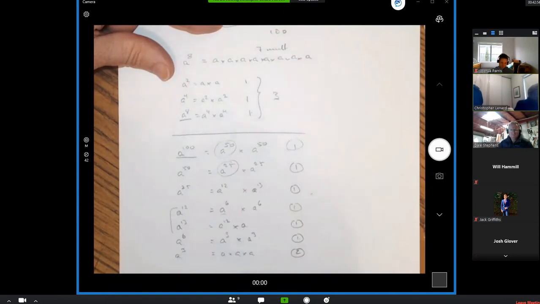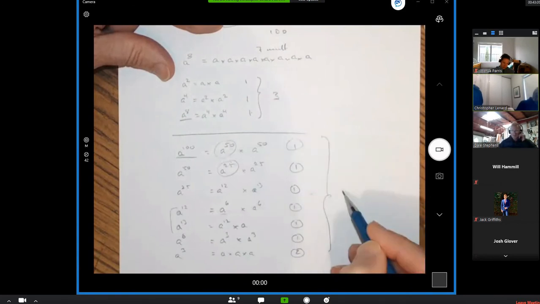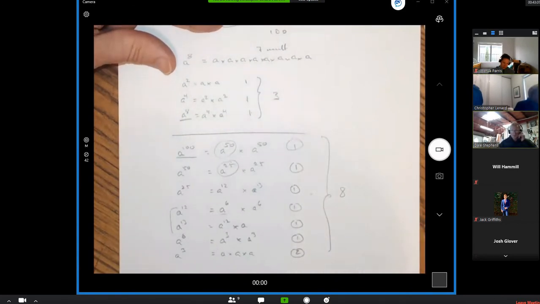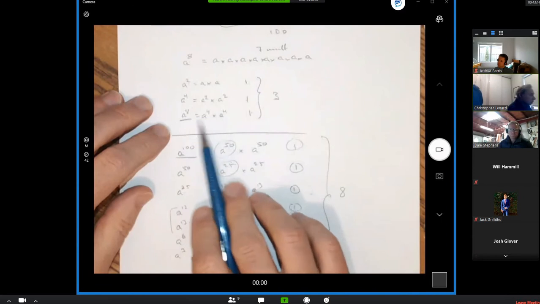So you're kind of doing a bootstrap. You're pulling yourself up by your bootstraps, and you just work your way back. And so you've got 2, 3, 4, 5, 6, 7, 8 computations. So that's just working backwards based on this idea.